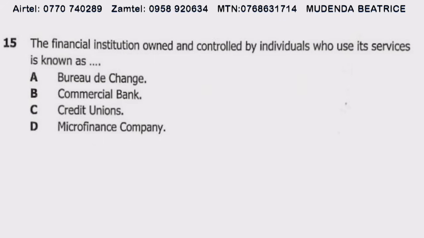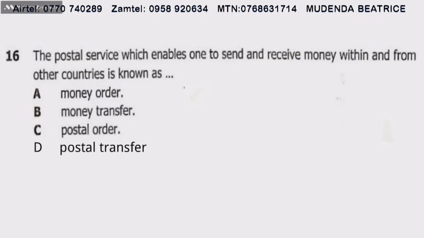The financial institutions owned and controlled by individuals who use its services is known as: A. Bureau de change, B. Commercial bank, C. Credit unions, D. Microfinance. So the correct answer is C, credit unions.